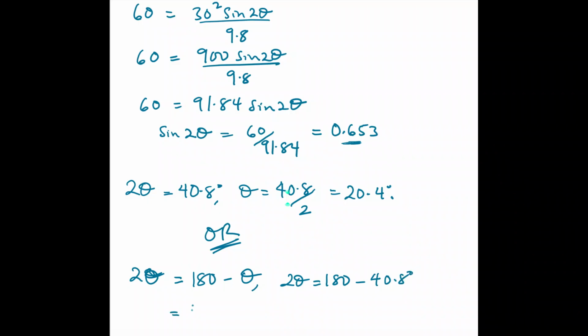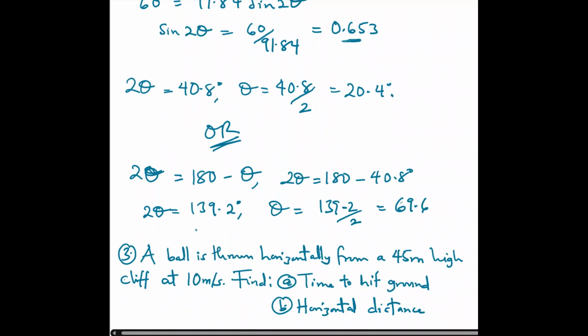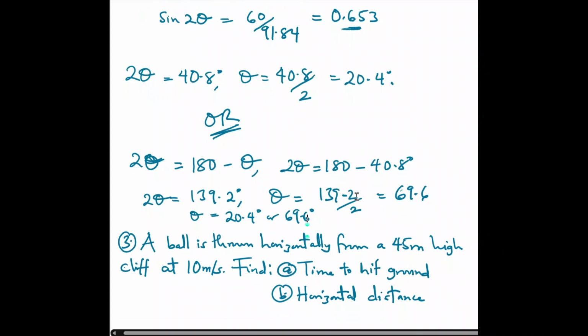Okay, so 180 minus 40.8 will give us 139.2 degrees, right? So that's 2 theta. So theta will be equal to 139.2 divided by 2, which will give us 69.6. You punch that in the calculator. So we can say that theta is equal to 20.4 degrees or 69.6 degrees. So that's it for that question.